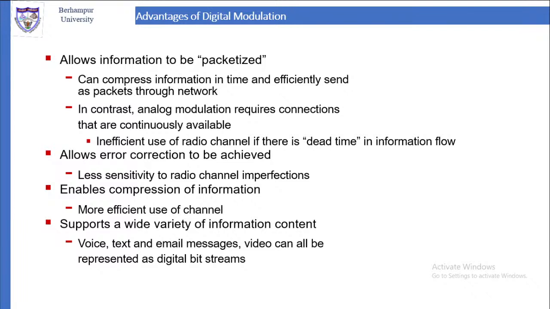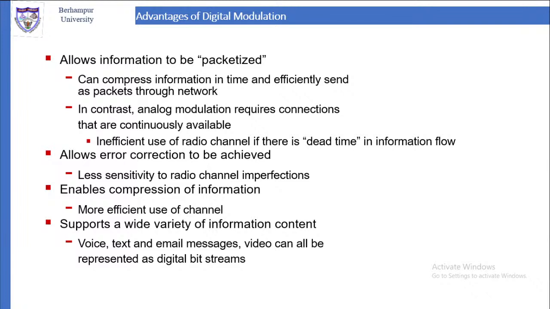This allows information to be packetized. So information can be sent in packets. 0, 1, 1 can be one packet, 1, 1, 1 can be another packet, or 1, 0, 1 can be one packet. So this way you can packetize the information. Since it is possible to packetize it, we can compress information in time and efficiently send it as packets through the network. So we receive the packets, then arrange the packets as per requirement, and we get back the original signal.